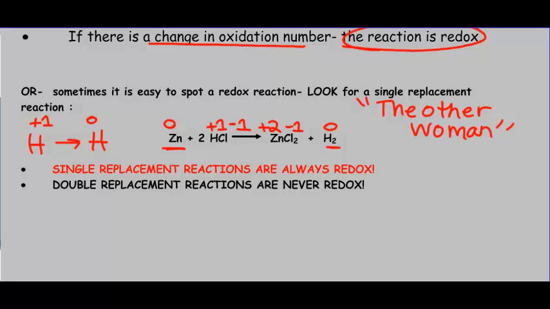Double replacement reactions, which are the wife swappers, those are never redox, okay? So single replacement reactions are fairly easy to recognize.